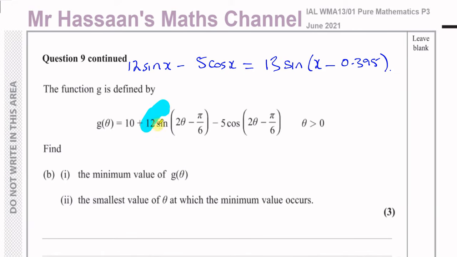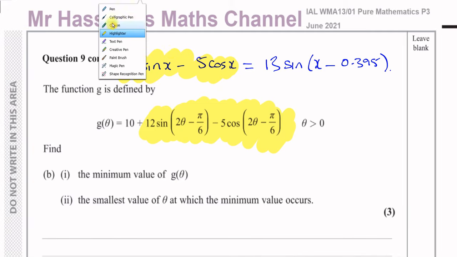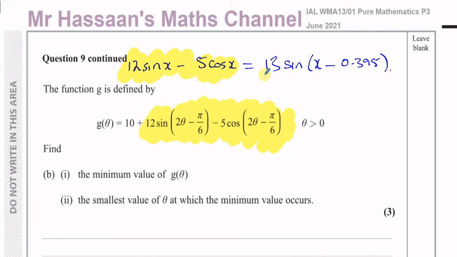So we can see here that this is of the same form as this: 12 sine of an angle minus 5 cosine of the same angle. So we can use this identity that we formed, or this expression of how we expressed it in this form, and apply it to this.